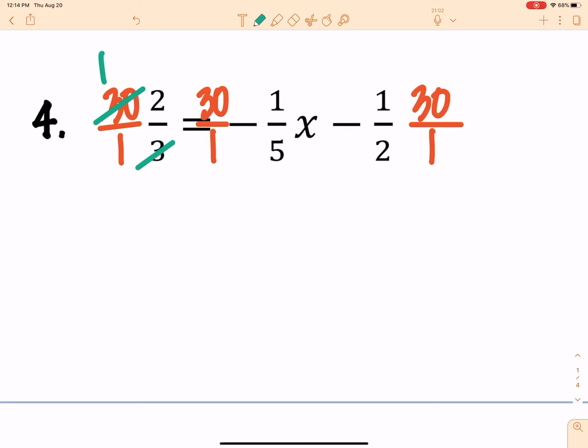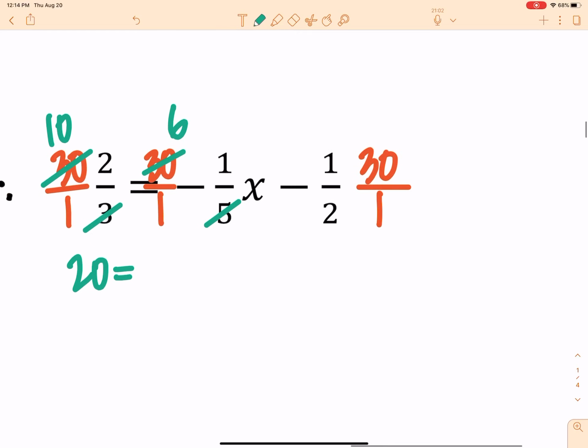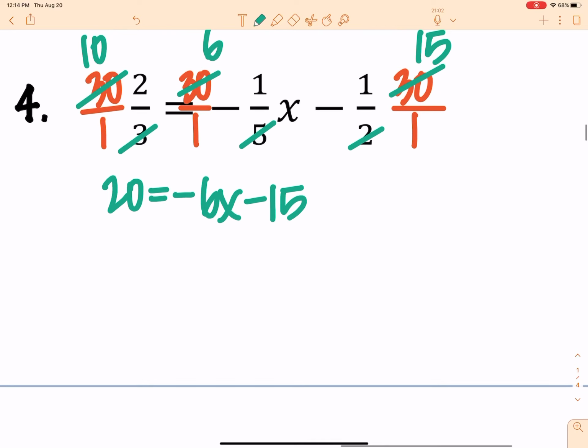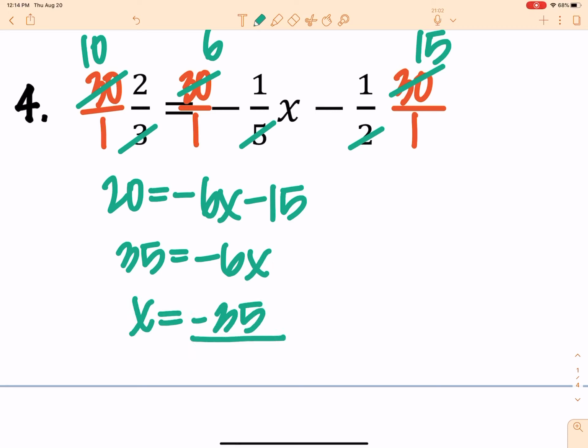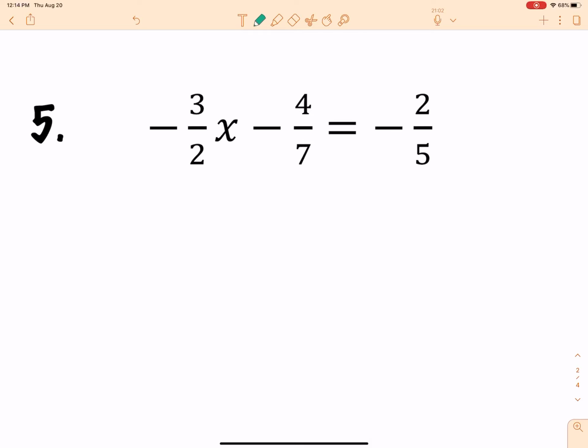So 3 goes into 30 10 times, 10 times 2 is 20. 5 goes into 30 6 times. So we get negative 6 here. 2 goes into 30 15 times, negative 15. So we add 15 to both sides. You get 35 equals negative 6x. So x equals negative 35 over 6. Okay, one more before I let you guys do one by yourself, and then we should be very warmed up for the rest.